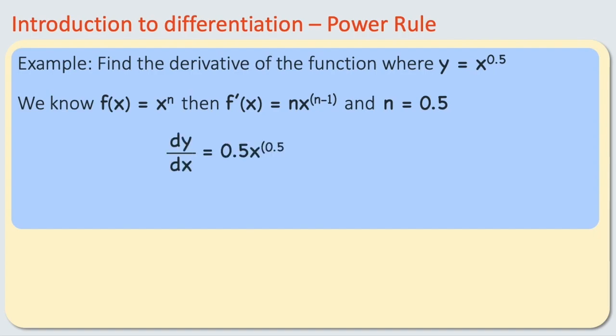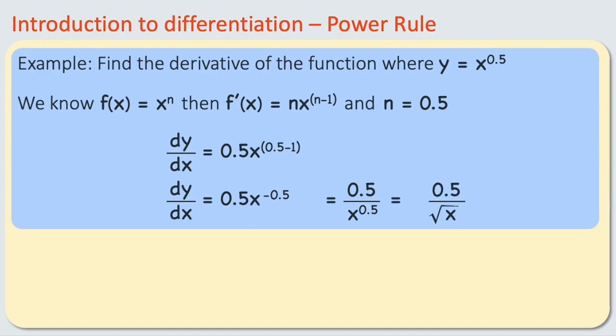So the derivative dy by dx is equal to 0.5 multiplied by x raised to the power of (0.5 take away 1). dy by dx is equal to 0.5 multiplied by x raised to the power of minus 0.5. This can also be written as 0.5 divided by x to the power of 0.5, or it could be written as 0.5 divided by square root of x.